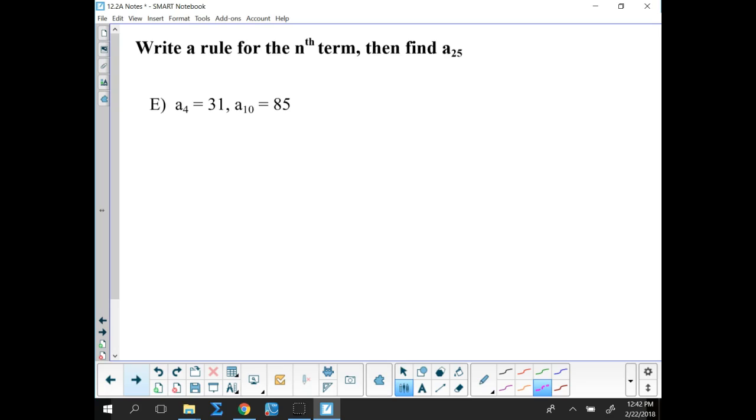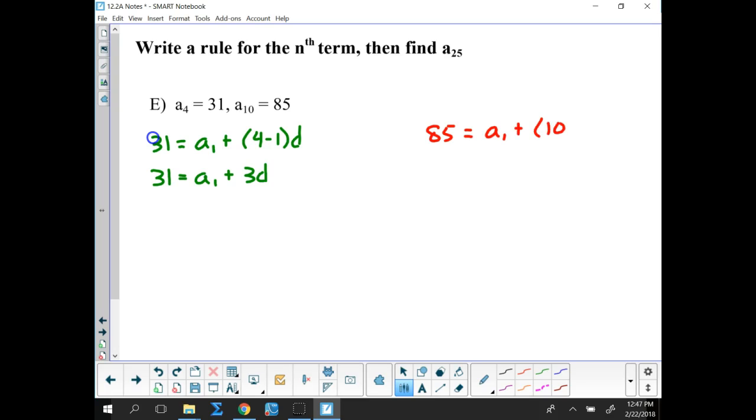Find me the rule. Find me the 25th term. Agree with those two equations for your system. Okay?